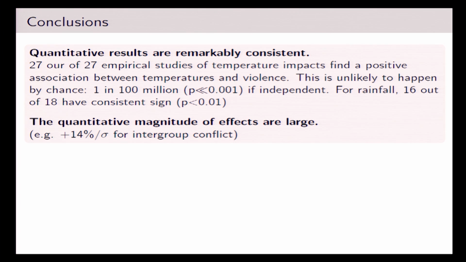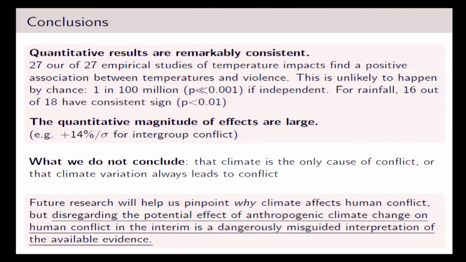To get a sense of whether or not that's something that could happen by chance, you could think about flipping a coin 27 times and asking how likely it is that you would get 27 heads in a row, okay? It's very unlikely. The results for rainfall are slightly less consistent, but they are still strong nonetheless. And importantly, the quantitative magnitude of these effects, the last numbers I was showing you, are sufficiently large that we think that this impact has real policy relevance, and it's something that we need to consider carefully.